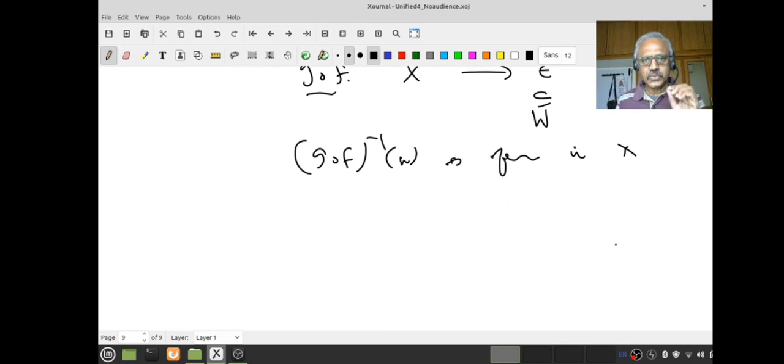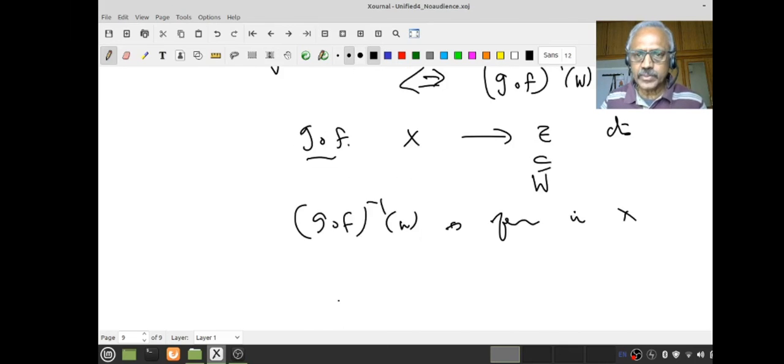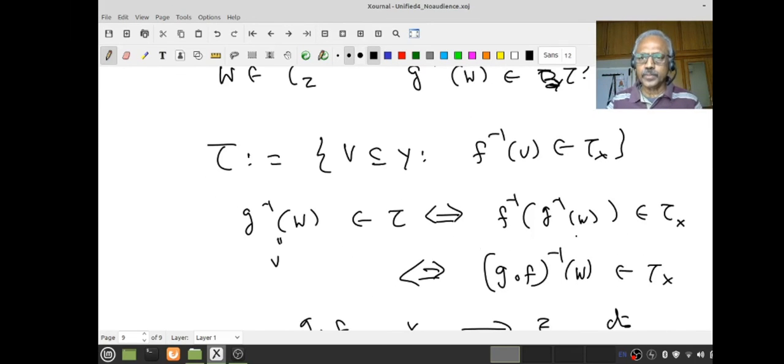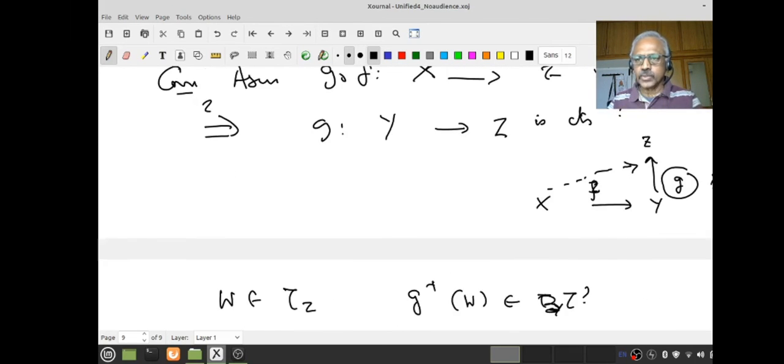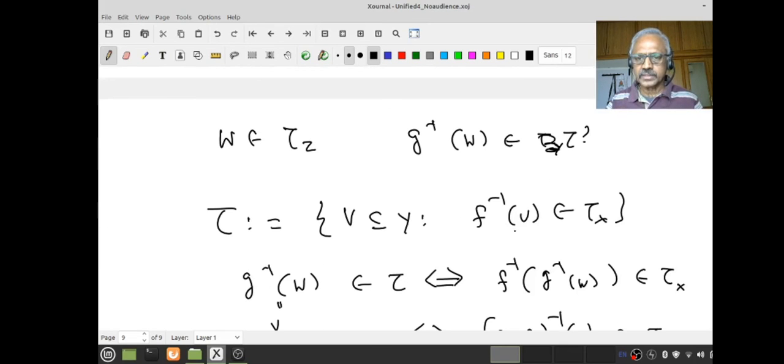Please go through this slowly, because this is where students often get confused. The only way I know a subset is open in the topology tau on Y is by looking at this condition. If I want to say V is open in tau, I have to check whether f inverse of V is in tau X. But what is my V? I want to know G inverse of W. That is my V. I want to know whether it is in tau. That means I have to check whether f inverse of that is in tau X.